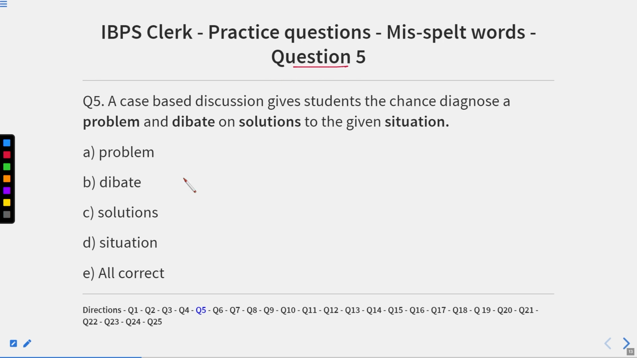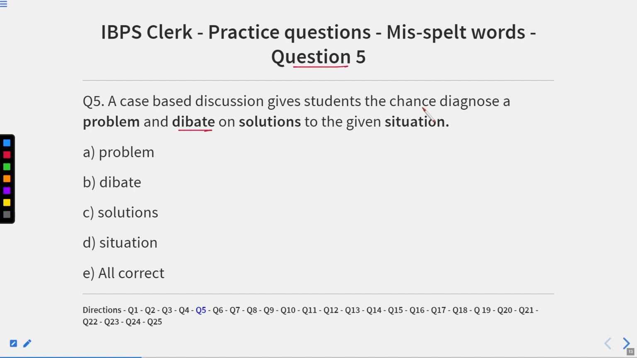Now here it is question number 5. A case-based discussion gives students the chance to diagnose a problem and debate on solutions to the given situation. Now here it is written debate, and this is a kind of sentence in which as soon as you read the sentence, you get the answer. How? If we see the word debate, we know well that the spelling of debate is incorrect over here.